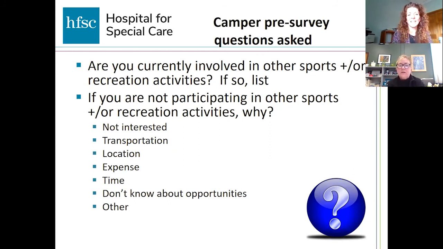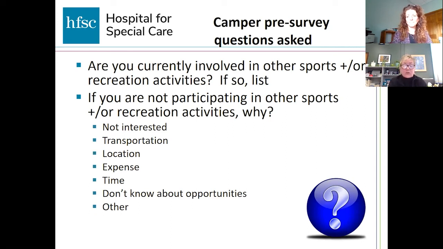So we want to bring attention to some of the questions that we might ask and why. Certainly we want to know, outside of camp, are the campers involved in any other sports or recreation activities? And if so, what are they? And if they're not, why not? And these are some of the reasons why they are not.